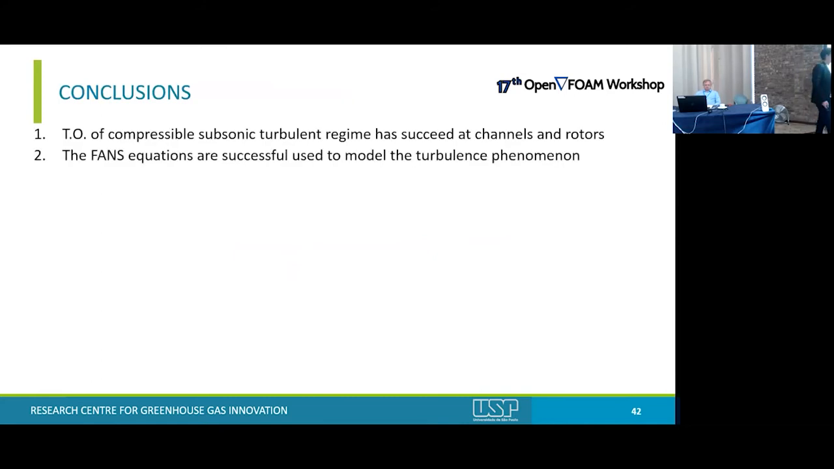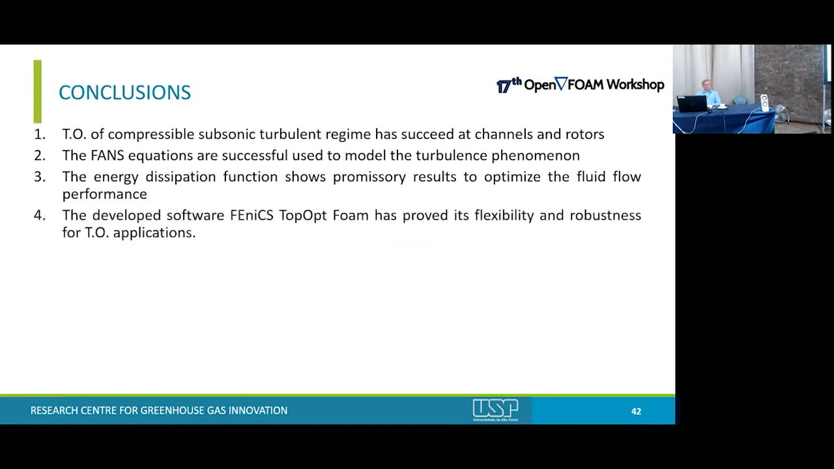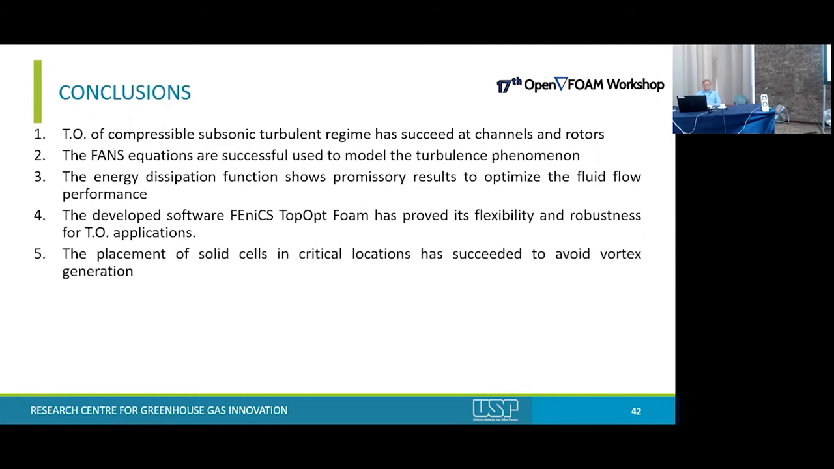So basically, the conclusion of this work is that we were able to optimize rotors under the compressible turbulent regime. The RANS equations have been accurately used along with the porosity hypothesis for topology optimization. The energy dissipation function worked properly, but we can also check other objective functions in the OpenFOAM software, because it allows us to get the adjoint code without any handmade derivation. For example, we are also testing minimizing the entropy generation in other tests that we are running.